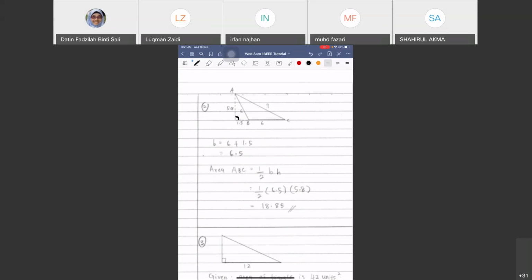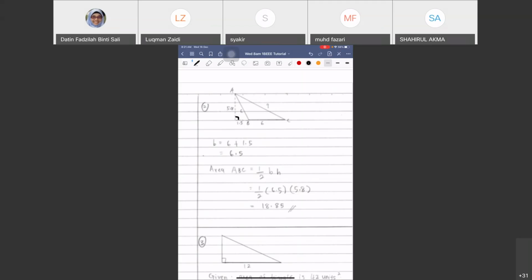Okay, so find the area of a triangle. Anybody got a different answer?